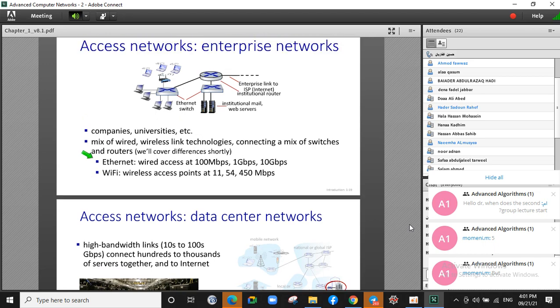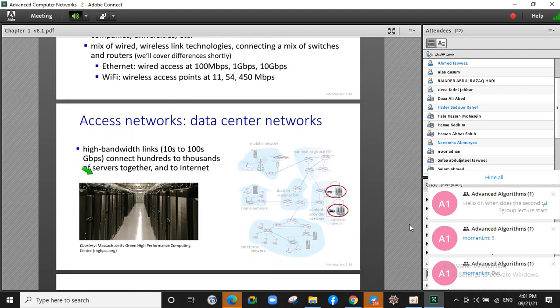In access networks, in an enterprise, for wired access network, mostly we use Ethernet technology, and for wireless access network, we use Wi-Fi technology or wireless LAN technology. We talked about them in the past.